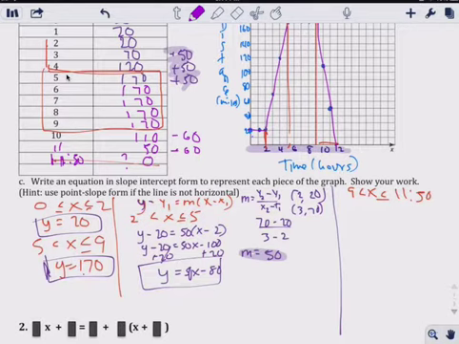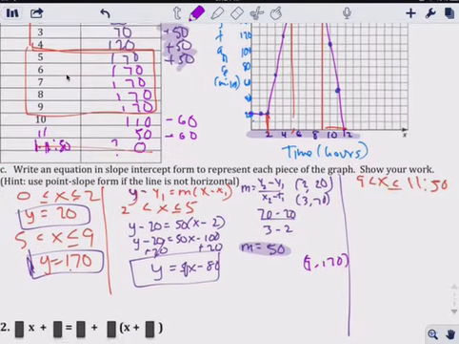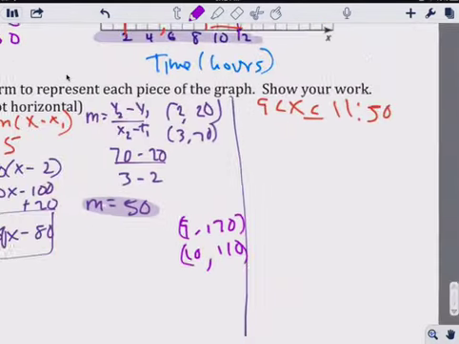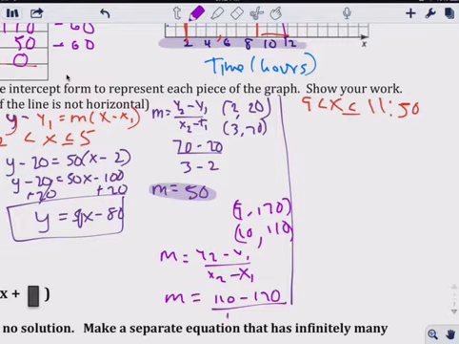You would choose 9. I'd choose 9 and 170, and 10 and 110. Find the slope, y2 minus y1 over x2 minus x1. M equals 110 minus 170 all over 10 minus 7. That gives you negative 60 over 3.